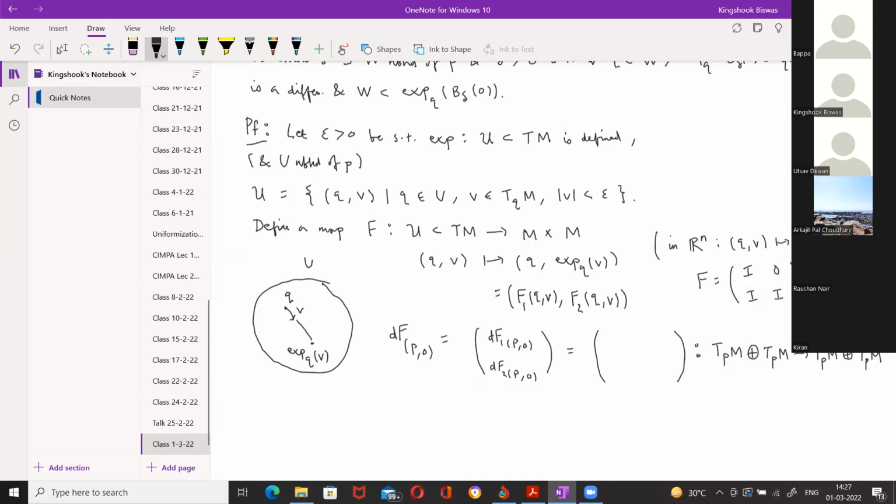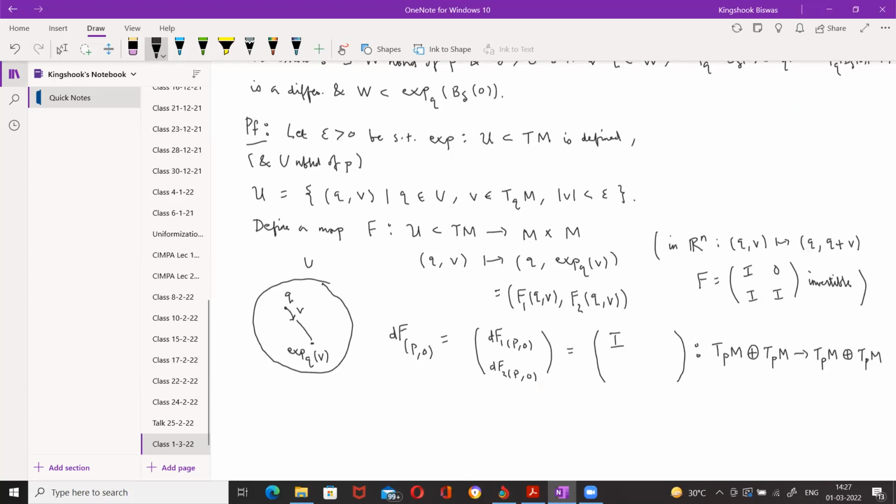Now we have to calculate its derivative. So for that, the derivative of f1 will be the partial derivatives with respect to the two variables Q and V in the first row, right? So what is the partial with respect to Q? It is just identity. So I get identity here. Now, what is the partial of f1 with respect to V? It is 0, right? Yes? Okay. Now, what about f2?